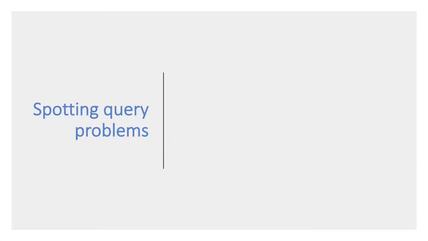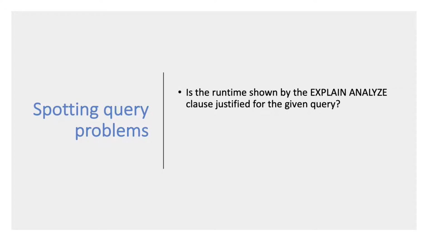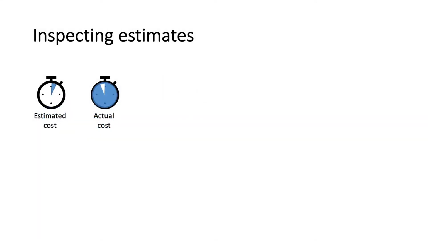When looking at a plan, there are two questions that you might want to ask yourself. Is the runtime shown by the explain analyze clause justified for the given query? If the query is slow, where does the runtime jump? Looking for jumps in execution time of a query will reveal what is really going on.